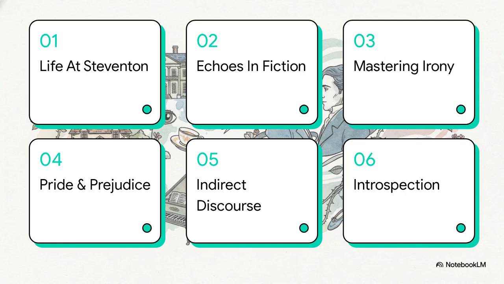Here's a quick roadmap for today's lecture. We'll start with her early life at Steventon Rectory, trace those family echoes into her fiction, master the concept of verbal irony, and then analyze the perfect pride and perfect prejudice of our protagonists. After that, we'll break down her famous narrative trick, free indirect discourse, and finish up with the triumph of introspection. Okay, let's dive right in and decode how Austen turned everyday social observations into absolute literary genius.